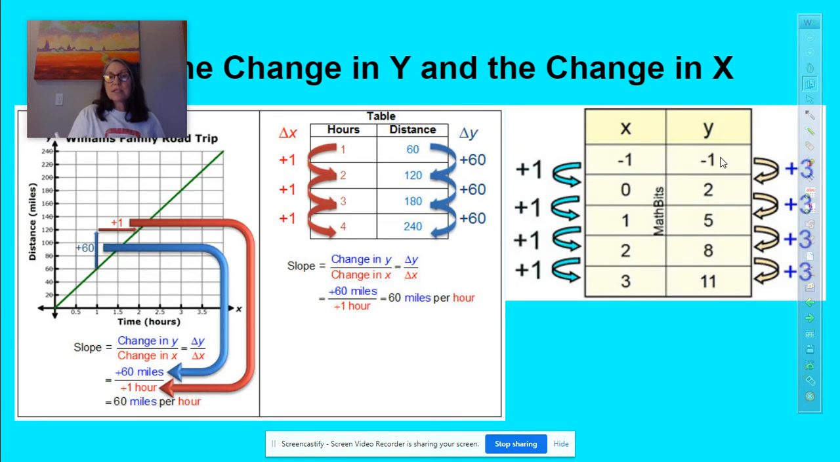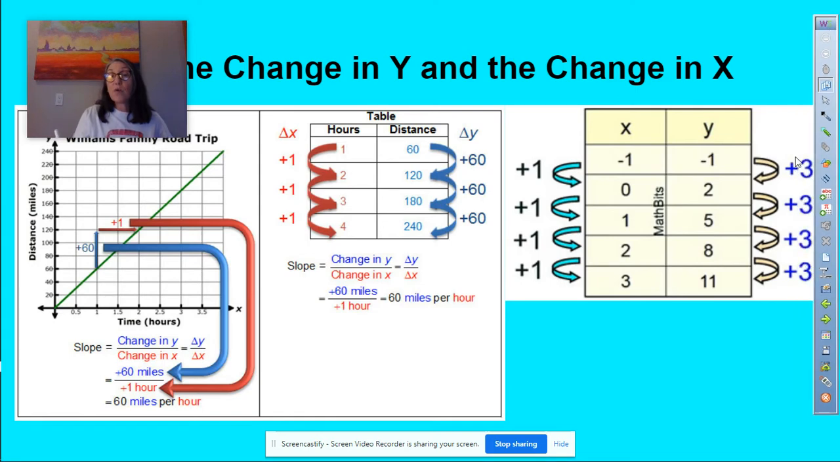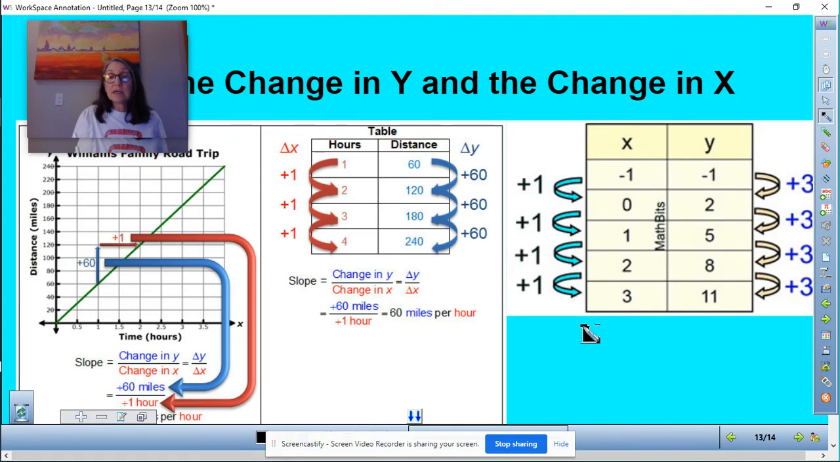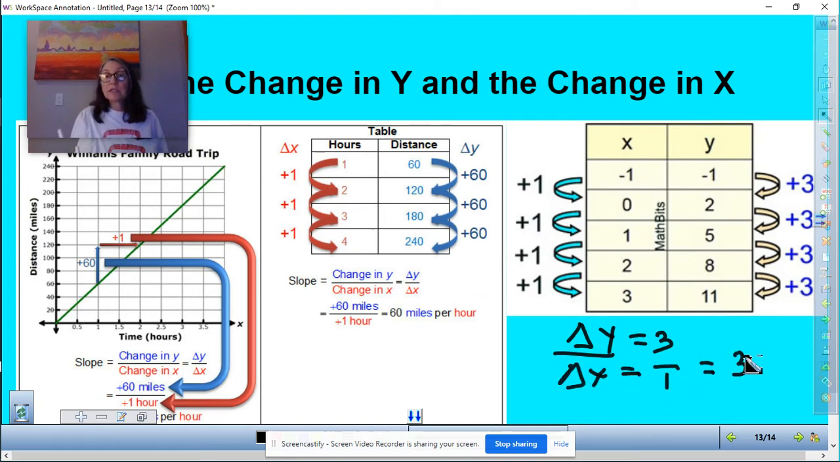Here, I don't know what these values represent, but all I need to know is an x and a y. From each ordered pair, my y is increasing by 3 each time, and my x increases by 1. So my delta y is 3. My delta x is 1. My slope is 3. Piece of cake.